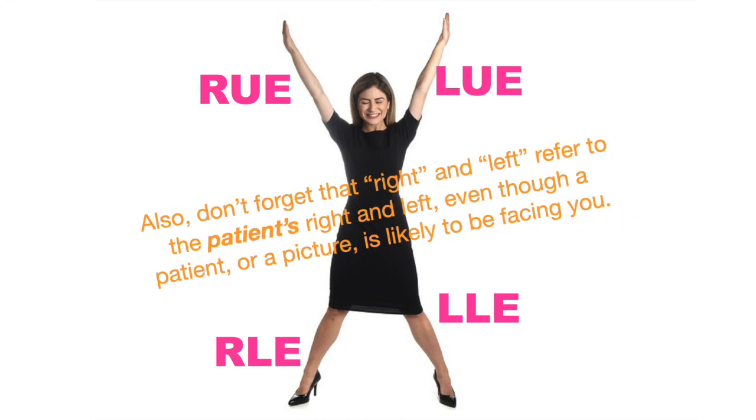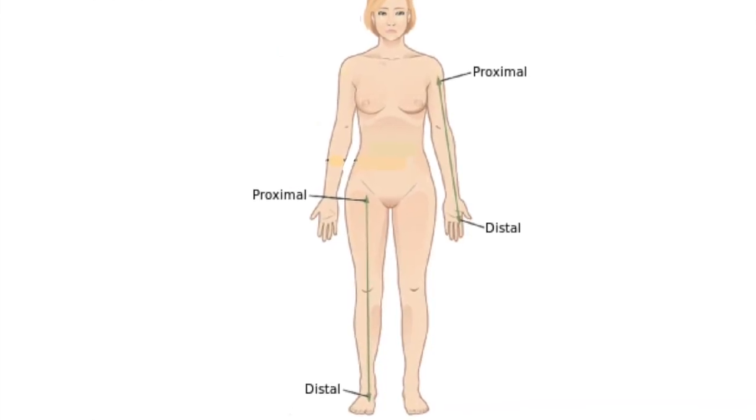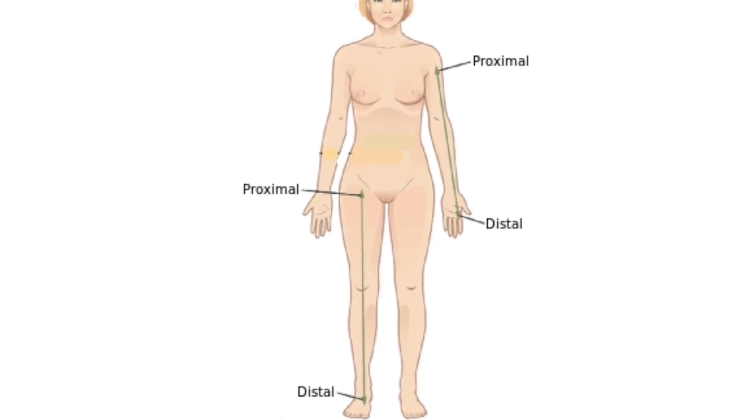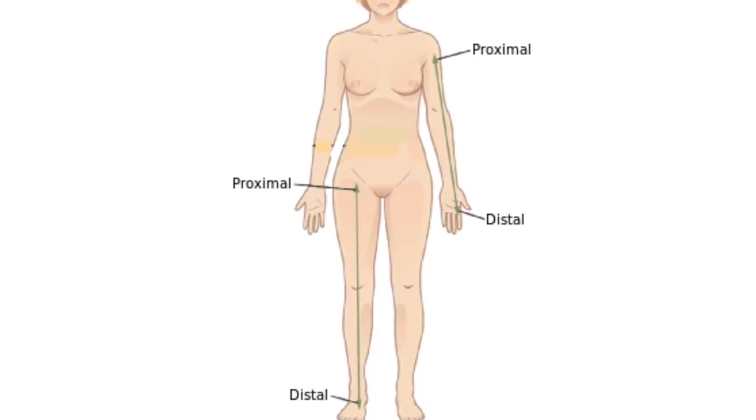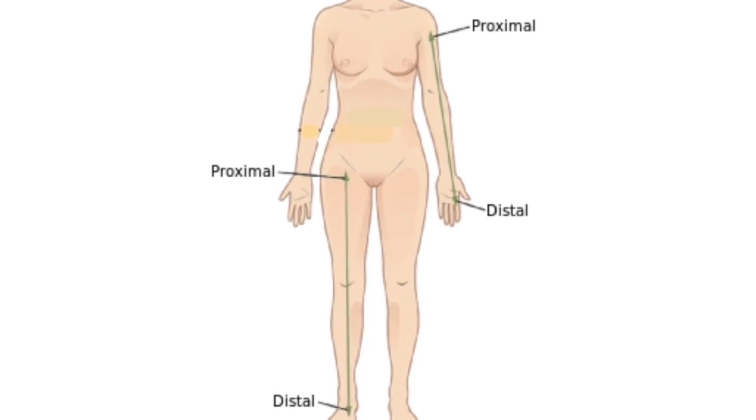Keep in mind that right and left refer to the patient's right and left, even though your patient is likely to be facing you. And the words distal and proximal are only ever used on extremities. They're not really used on the head and the trunk, because what they mean is, relative to each other, which one is towards the trunk. Proximal means towards the trunk, and distal means away from the trunk. So for instance, my elbow is distal to my shoulder. So these words distal and proximal are only ever used in comparison to another thing.